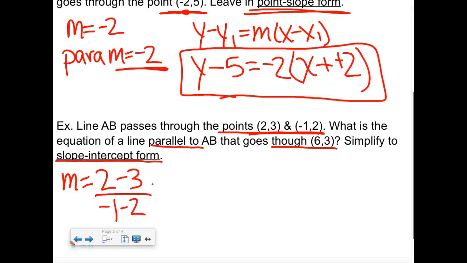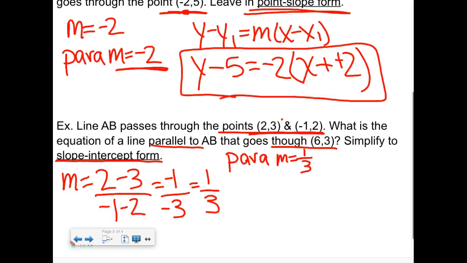On top there, that's going to equal negative 1. And on bottom, I have negative 1 minus 2, so I'm going to have negative 3. I have a negative over a negative, so it's going to be positive. So that's the slope of this original line that they gave us of AB. So that means if this slope is 1/3, that means my parallel slope is also 1/3.